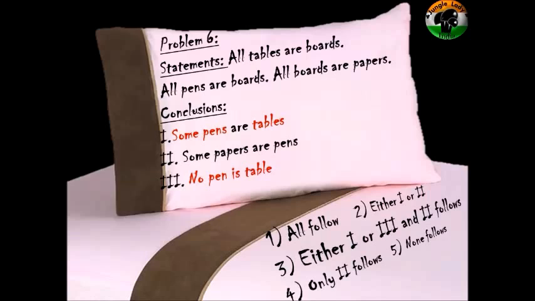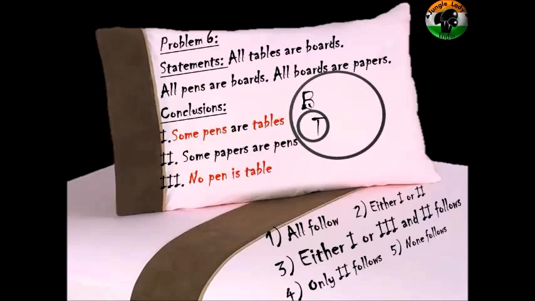In conclusion 3. So what you have to do now, you have to draw two diagrams, both the no brain diagram and the little brain diagram, for the statements given here. So now let's start with the no brain diagram. Statement 1 is all tables are boards. So tables, T, inside and boards outside the circle.